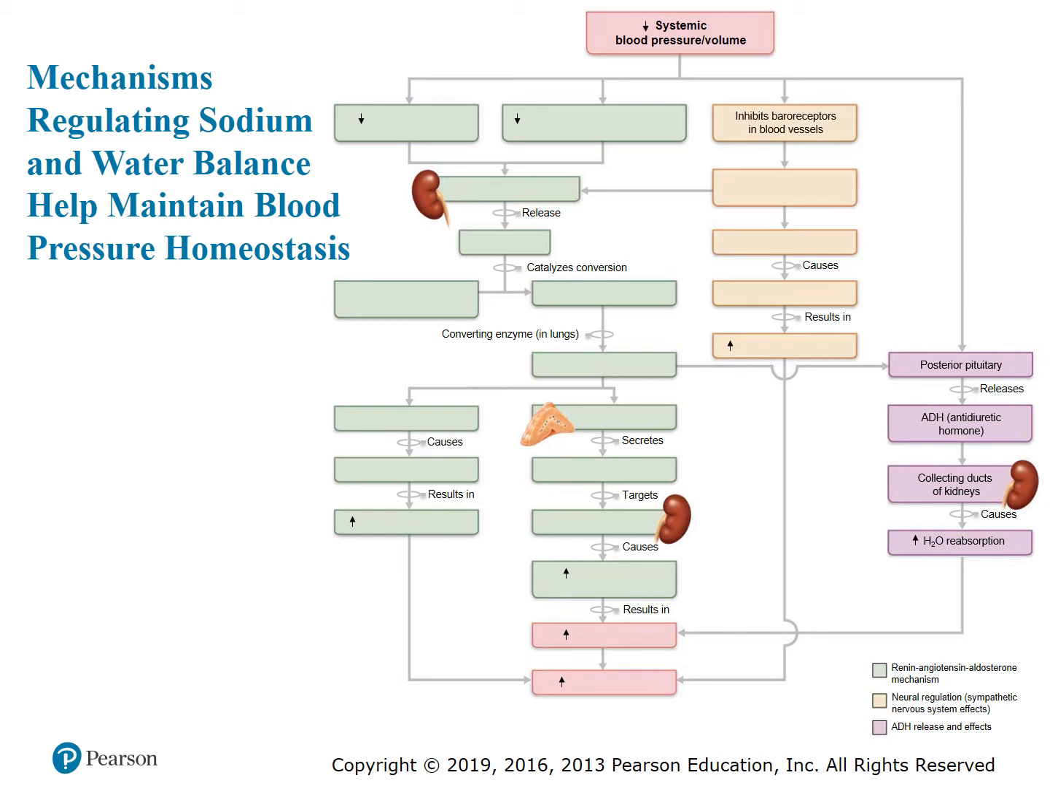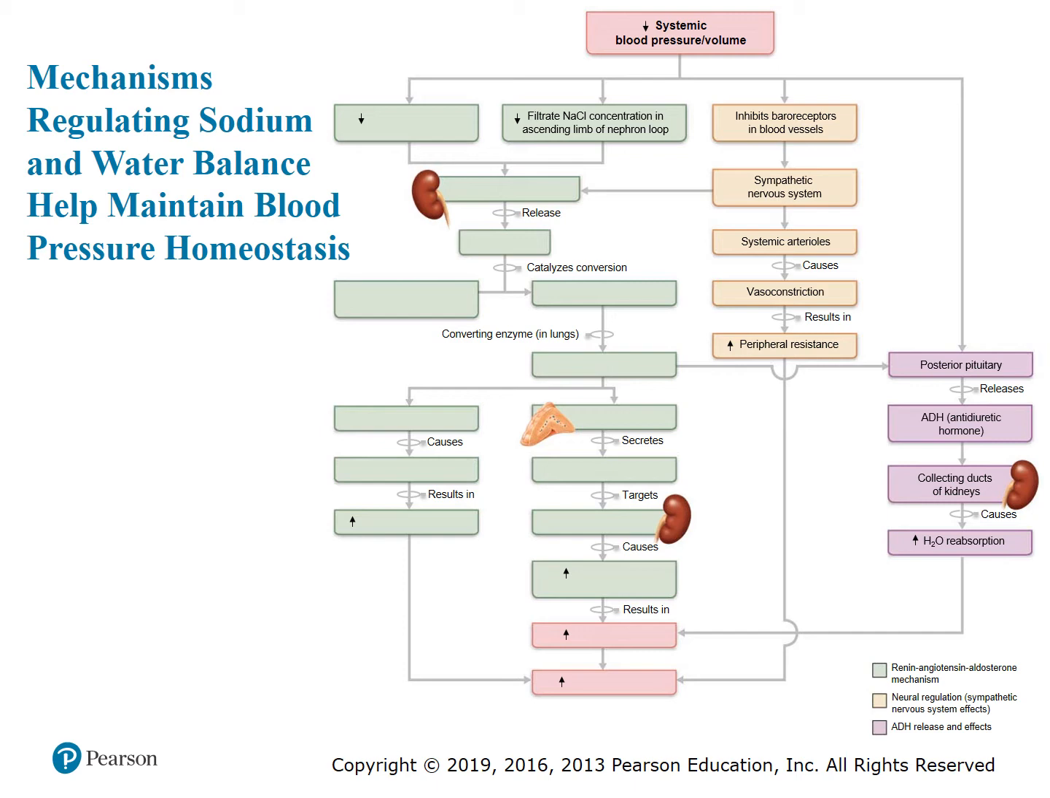Next, we look at neural regulation. A decreased systemic blood pressure or blood volume will inhibit the baroreceptors that you find in blood vessels. They'll send signals, and the sympathetic nervous system will respond by causing vasoconstriction of systemic arterioles. Now, this is going to result in an increased peripheral resistance.